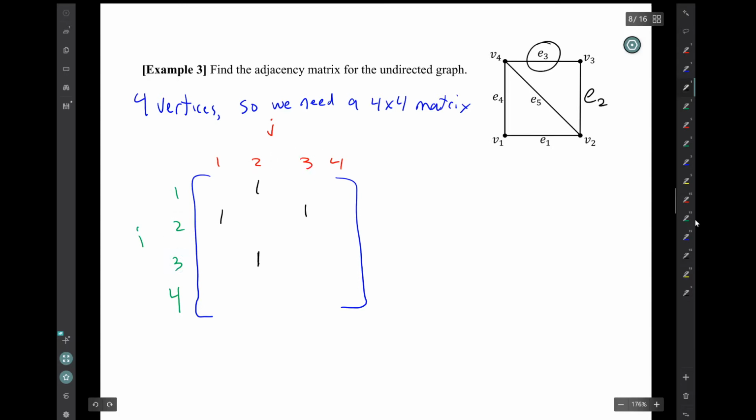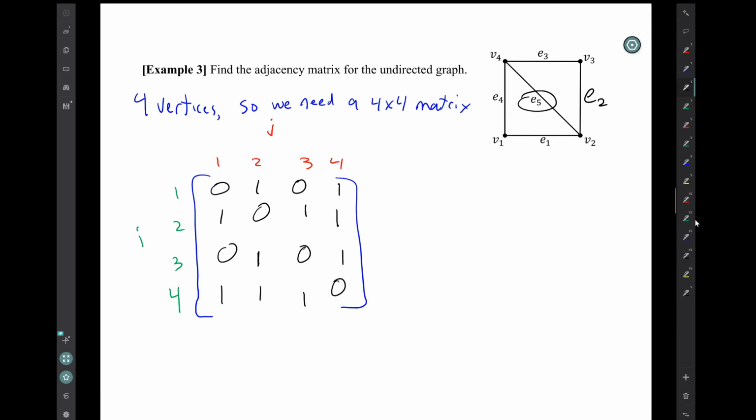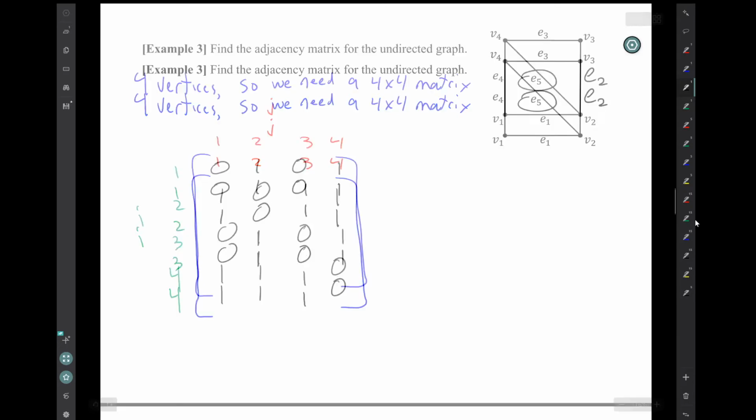What about edge 3? It connects V3 to V4. So that means there's got to be a 1 here and a 1 here. What about edge 4? Edge 4 connects V4 to V1, so that means there's got to be a 1 here and a 1 here. And finally, edge 5 connects V2 to V4. So there's got to be a 1 here and a 1 here. All the other entries in the table are 0. There's the adjacency matrix for that undirected graph.